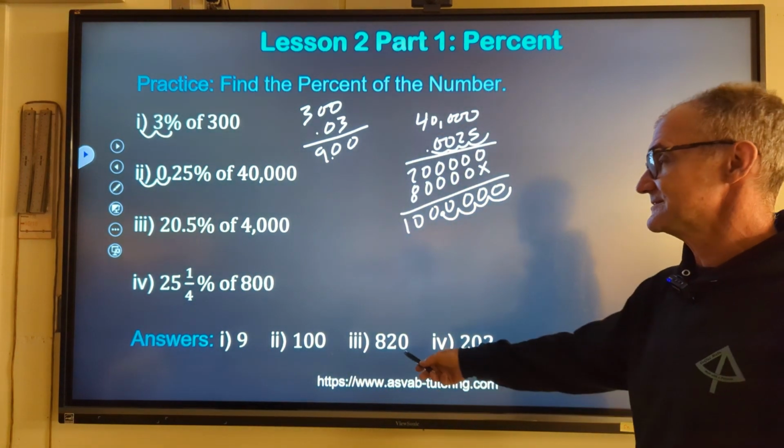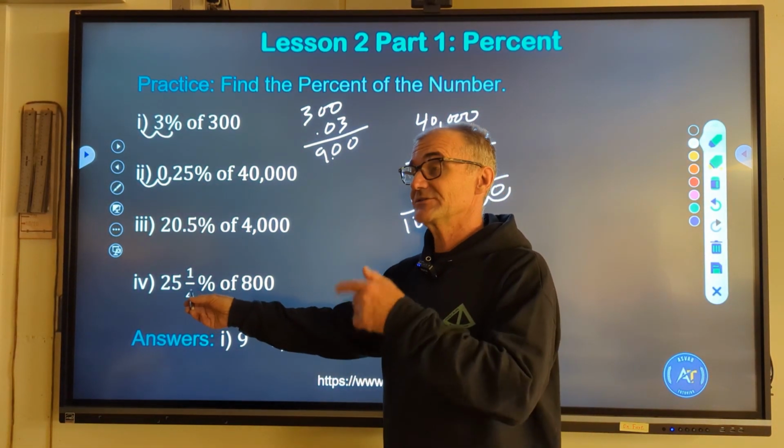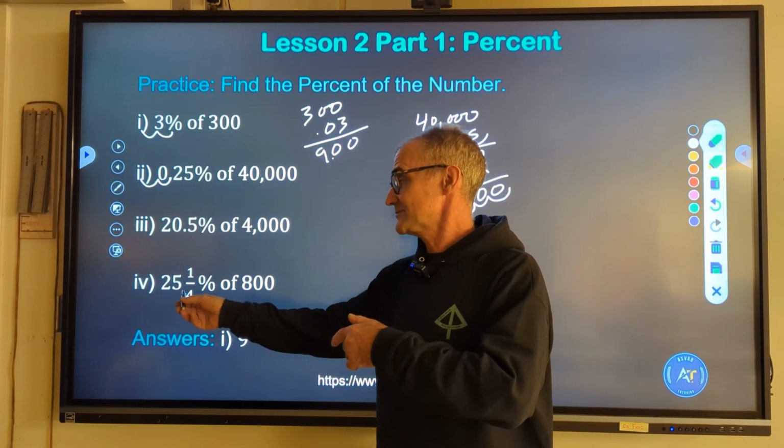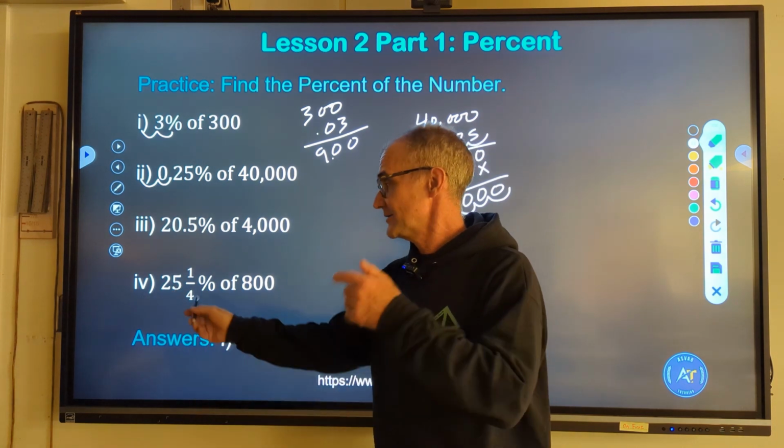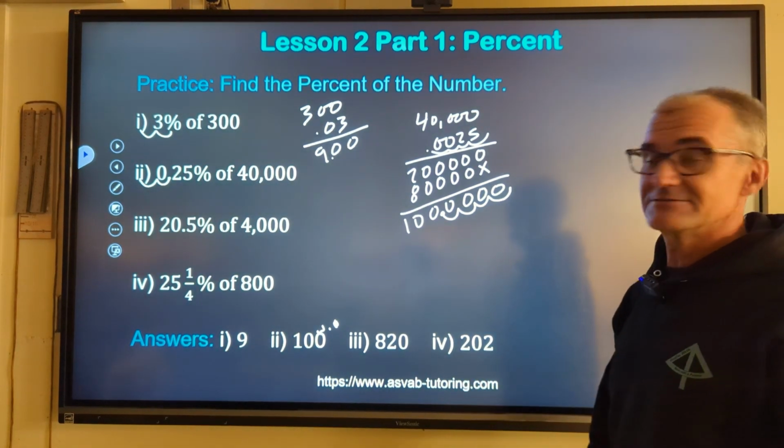20.5% of 4,000 is 820. Again, you got to go fraction conversion to 25.25. Turn it into a decimal, 0.2525 times 800. You should have got 202.